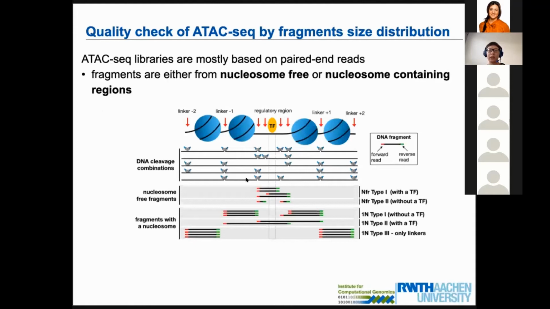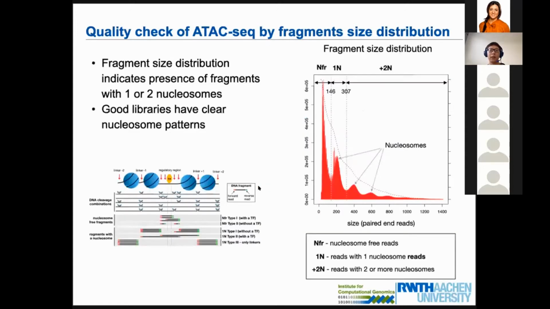We can also check the fragment size distribution because currently ATAC-seq libraries are mostly based on paired-end sequencing. So the fragments are either from nucleosome-free regions or the regions that contain nucleosomes, as shown in this picture. So the fragment size distribution provides information about nucleosome positions, as you can see here from the right-hand side. A good library should have a clear periodicity.